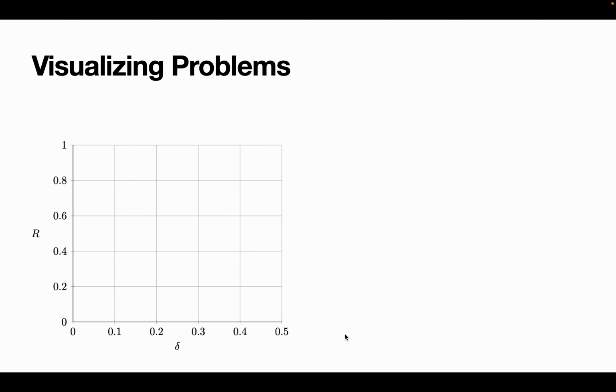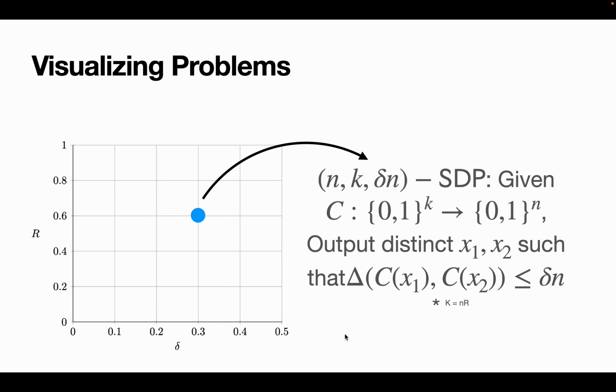So let me give you a way to visualize all these problems. Here is a grid where on the left we have R, the rate of the code, and on the x-axis we have delta, the relative distance of the code. And each point on this grid defines a set of coding problems.